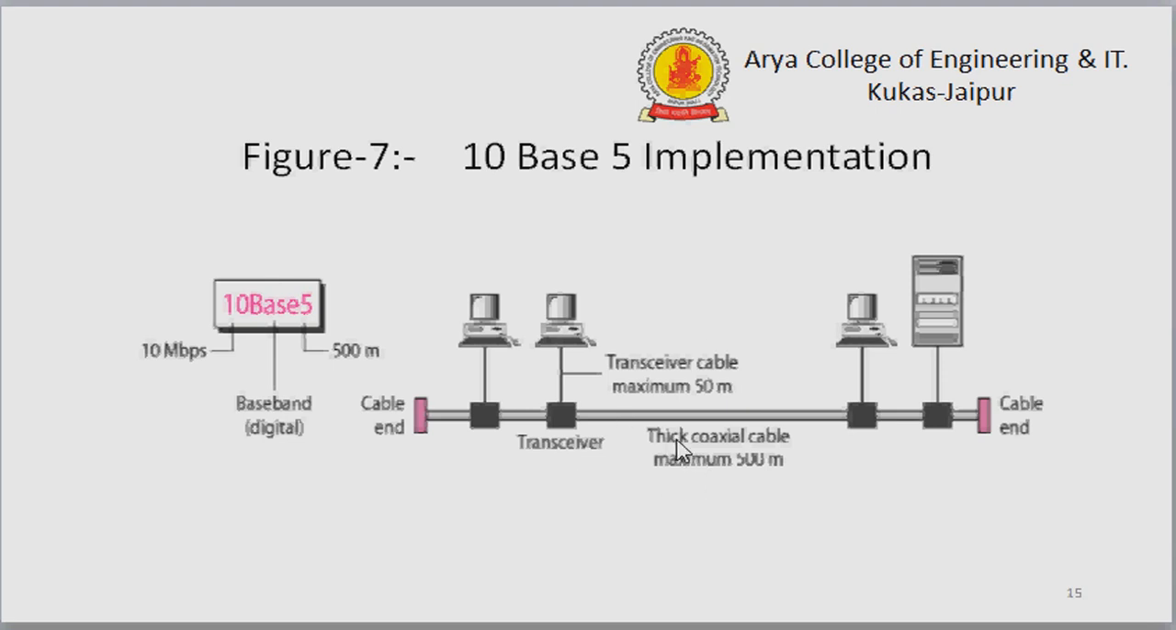This is a figure of the 10Base5 implementation, where 10 stands for 10 Mbps speed, Base for baseband or digital signal, and 5 stands for 500 meters length. This was the first Ethernet technology. The name ThickNet is due to the use of thick coaxial cable.